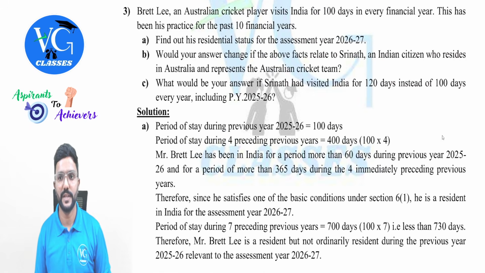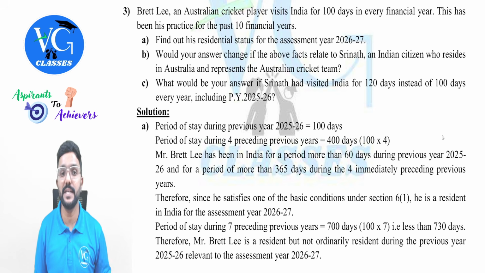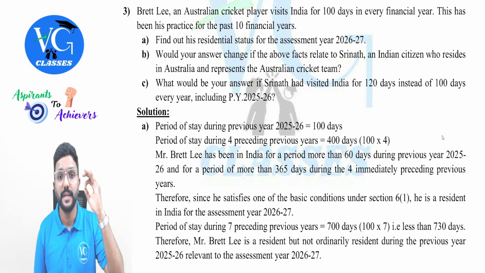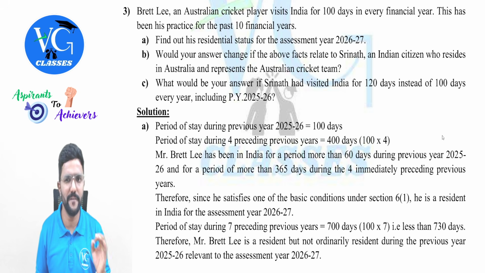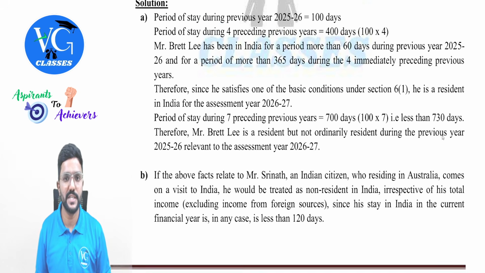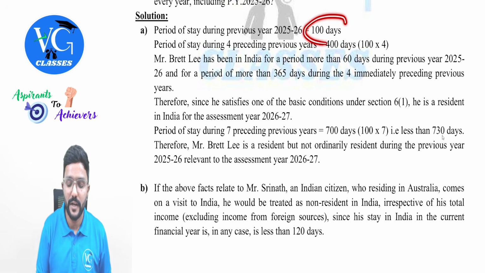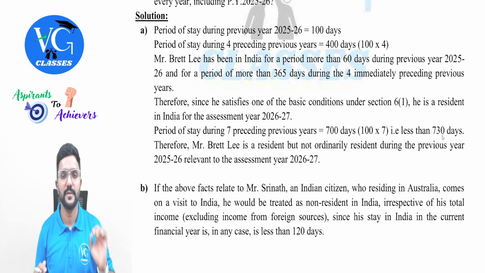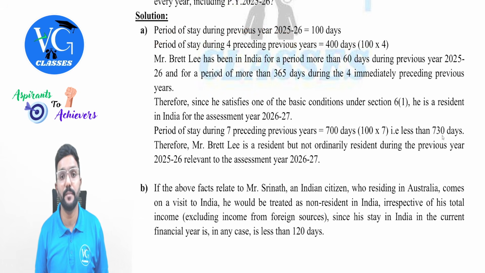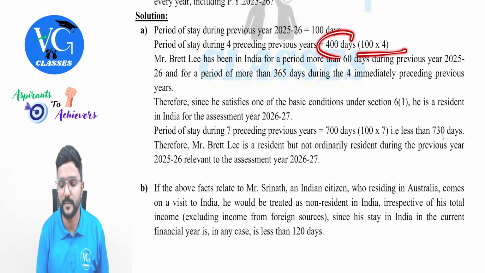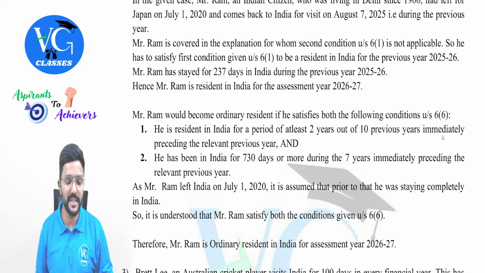Let us move to the next question. Bretley, an Australian cricket player, visits India for 100 days in every financial year. This has been his practice for the past 10 financial years. Okay, every year he is coming to India for 100 days. Determine his residency status. So how many days was he in India during the previous year? 100 days. So the first condition is ruled out. Second condition, period of stay during the 4 years preceding the previous year is how much? 100 into 4 comes to 400 days. So did he satisfy the second condition, guys?